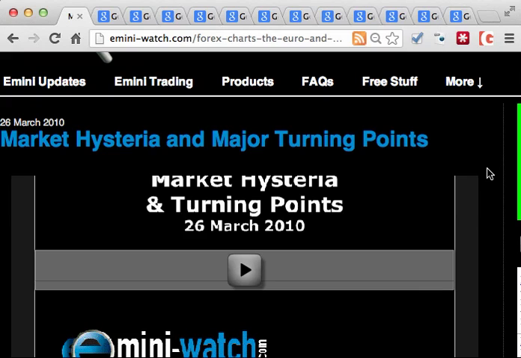Major turning points are always associated with extremes. We get extremes in terms of price. Price tends to move kind of parabolic. We get extremes in terms of volumes traded. The volumes traded go up two or three times historic averages. And we also get extremes in terms of emotions and hysteria, panic and euphoria.